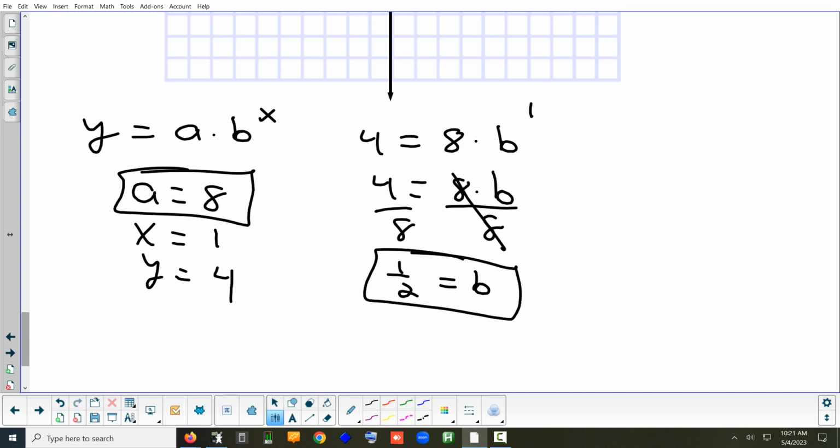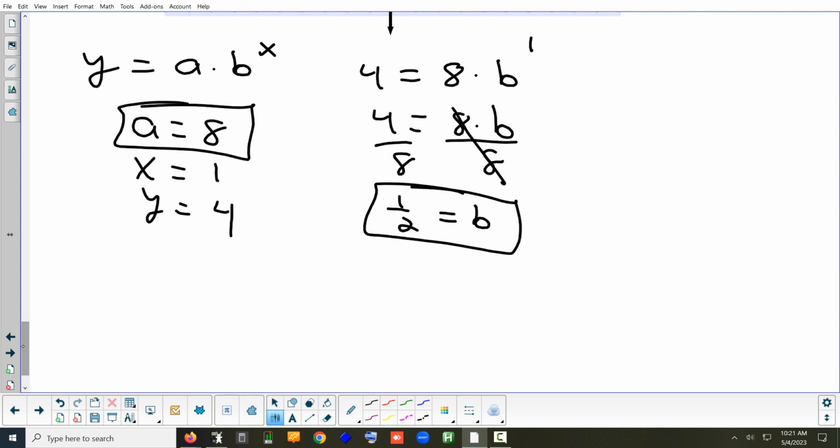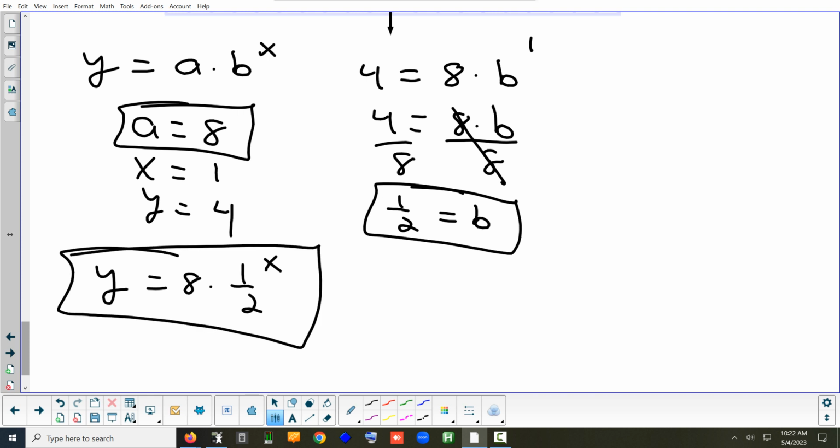There's A. Now we can write the final answer the way we normally would. What's my final answer going to look like? Just like we were doing it from a table. We know A and B now. Yep. Y equals 8 times 1/2 to the power of x. Perfect.